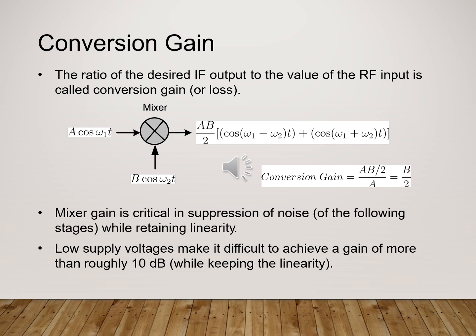1 or equal to 1. Mixer gain is critical in suppression of noise because it is in the second stage in the front end of the receiver. Now, a low supply voltage makes it difficult to achieve a gain of more than roughly 10 dB, so we have to keep that in mind.